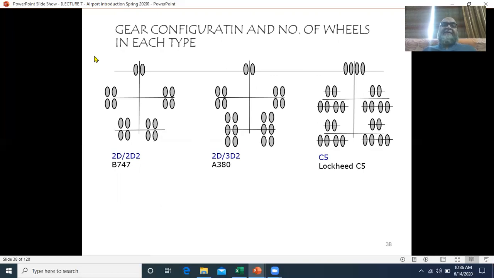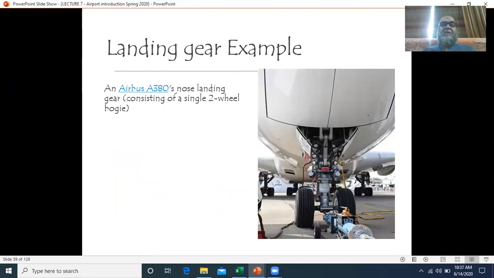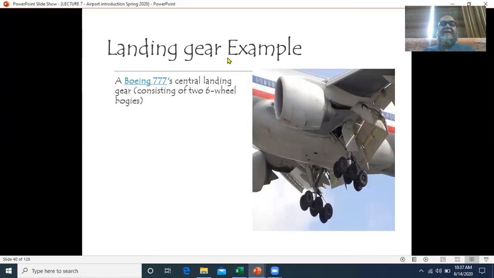So life doesn't end here. Aircraft may have three rows of wheels. The front row is the nose wheels. Then there is a middle row and there is a rear. So look at this Airbus 380. The more wheels we have, the more chances of weight on your pavement. So this is an Airbus 380, of which the nose gear is shown to you. Then there is a landing gear example.